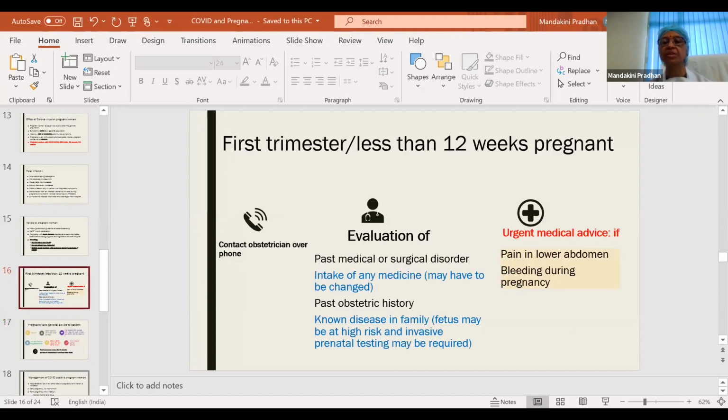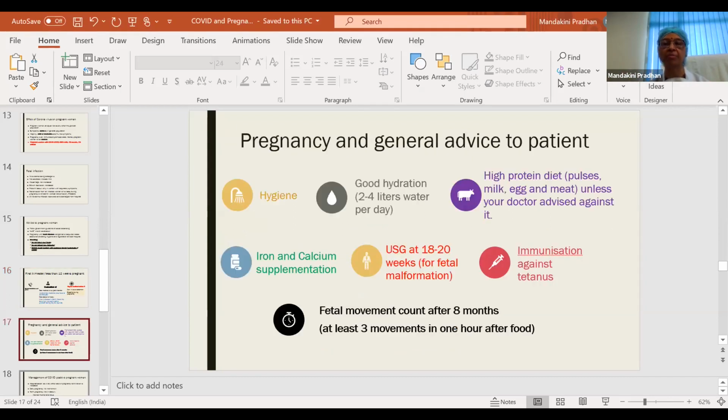We can have first trimester evaluation of all those patients over phone, and then evaluate. And urgent medical attention if the patient has bleeding or pain in the lower abdomen. At that point, you need to rule out missed abortion or threatened abortion. And one thing one must remember is ectopic pregnancy. By denying them hospitalization, we should be more careful of picking up complications of pregnancy, even in the early trimester.